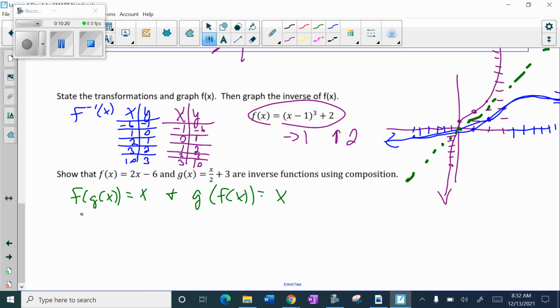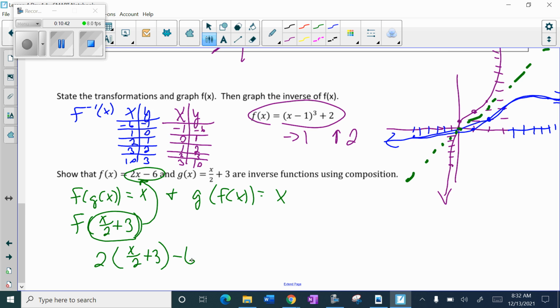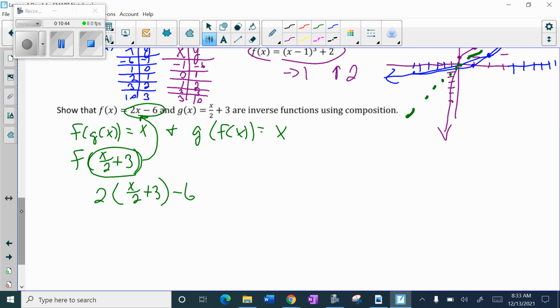So f of g of x. Okay, so I'm going to take this and I'm going to stick it into this function right here. So I have 2 times x, but I'm going to call x g of x, and then minus 6. Okay, so these 2's cancel, so I get x plus, and then I'm distributing that 2, 6 minus 6 equals x. Okay, so we're halfway there. So we've proven that f of g of x equals x. So now we have to do it the other way.